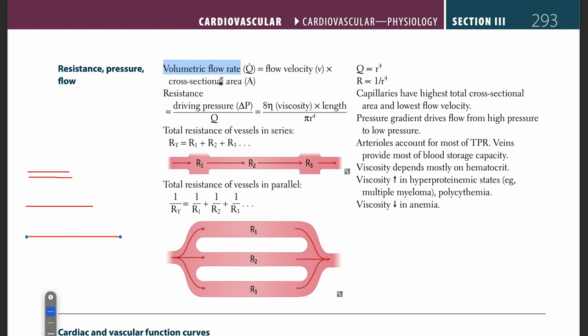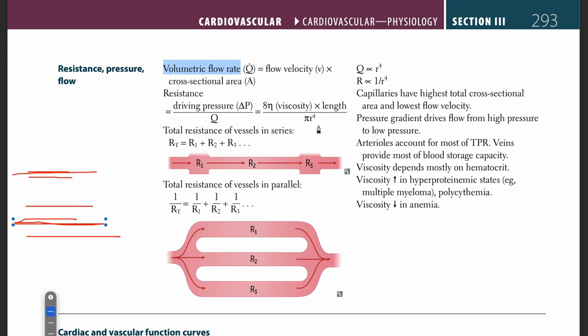So that's the cross-sectional area and the flow velocity. So even if it's small but high flow, then you're going to have more flow rate. Whereas if you have a big one but a really slow flow rate, then that's going to decrease it as well. So it depends on both of these things. Resistance equals driving pressure, or delta P over Q, and you have viscosity times length divided by pi r to the power of 4.